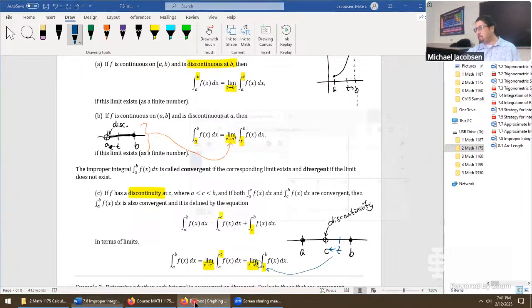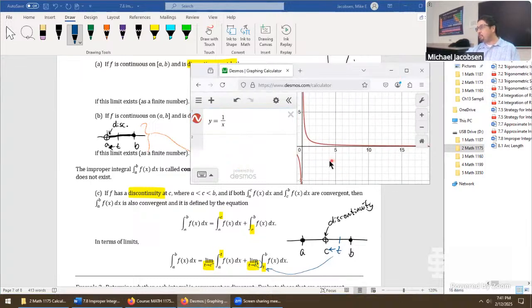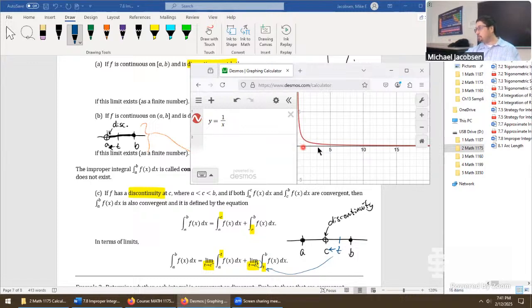Okay, visually, we're just wondering if you write down a function that looks like this, say y equals 1 over x, and if you were to integrate from, say, maybe 0 to 5 or even 0 to infinity, would it converge? Those are the kinds of questions we would want to ask and answer.